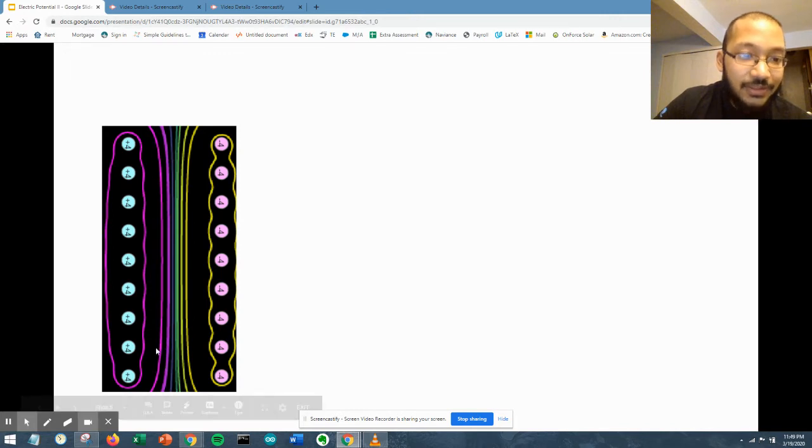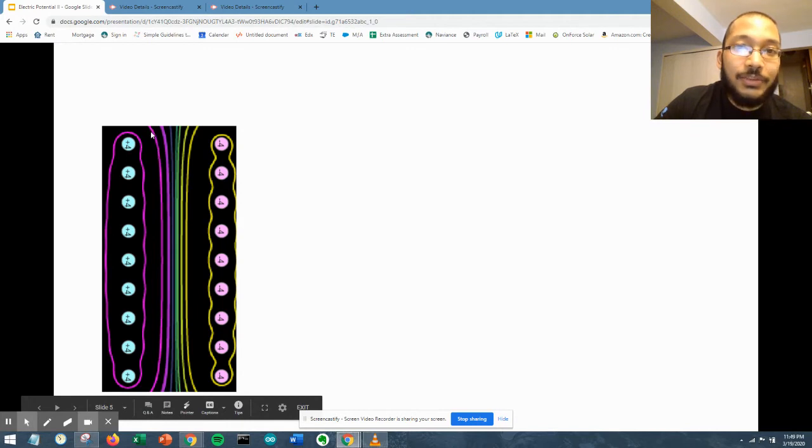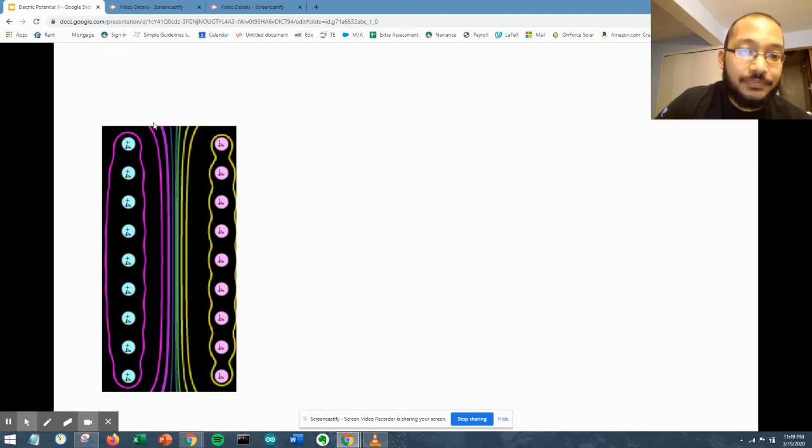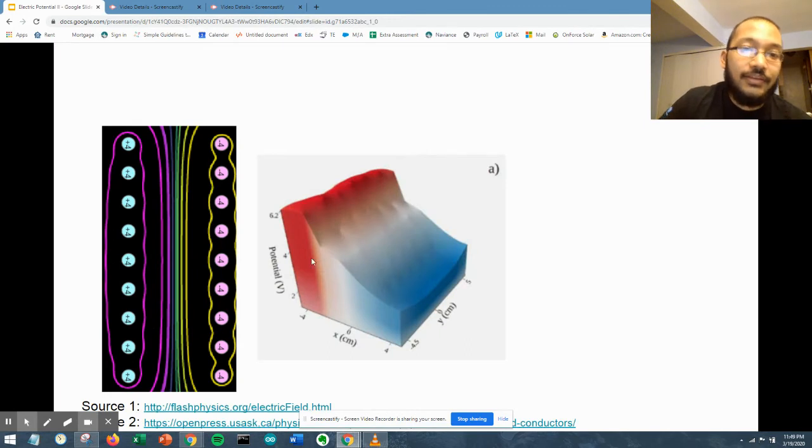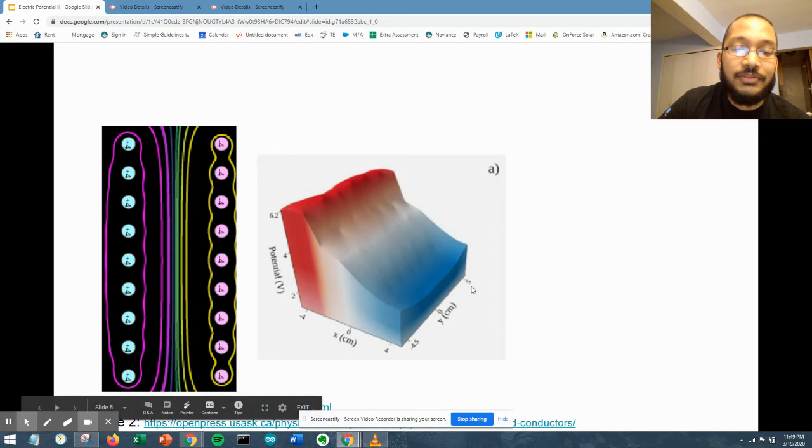This is what I'm calling an equipotential line. It's a line of equal electric potential. Same height. So what does the 3D representation look like? Kind of looks like this. Higher height, lower height, and changing elevation in between.